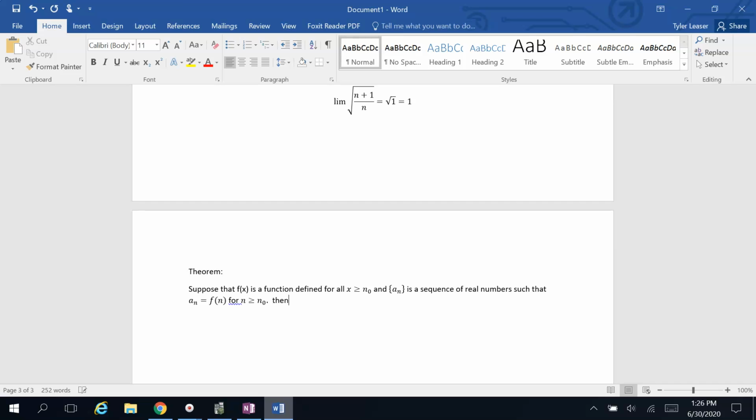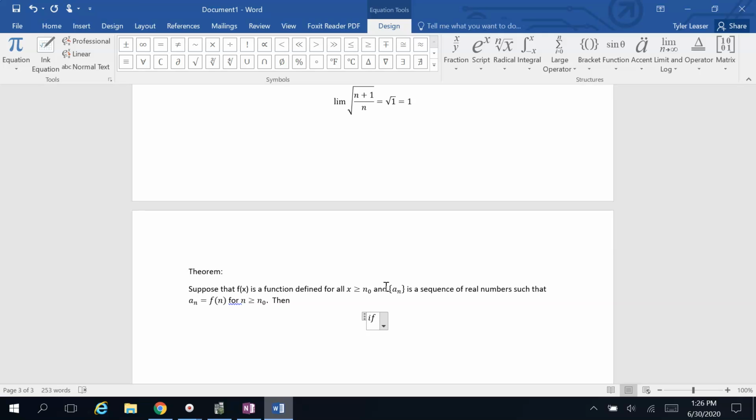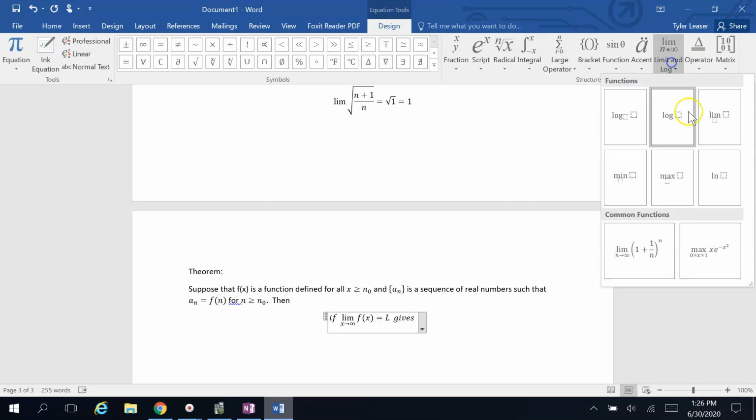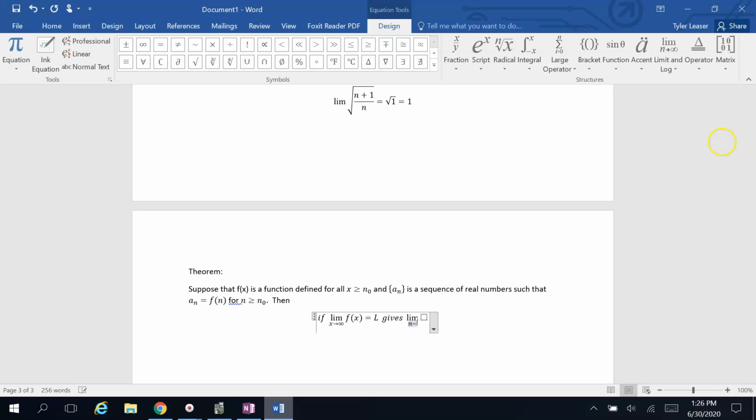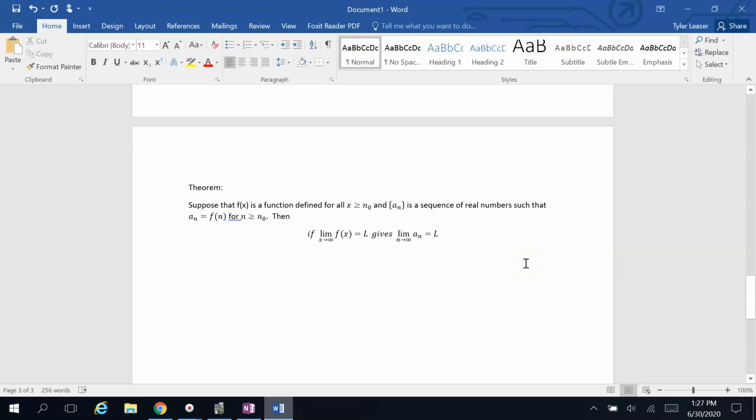Then we get the following. If the limit, I have to be a little bit more careful here, so let's write this one out. This is the limit as x goes to infinity of f of x equals L. This gives that the limit as n goes to infinity of a sub n also approaches L. All right, just to read through it and then we'll talk about it.